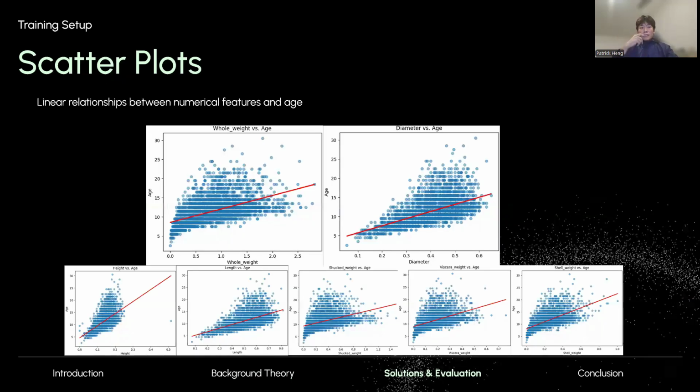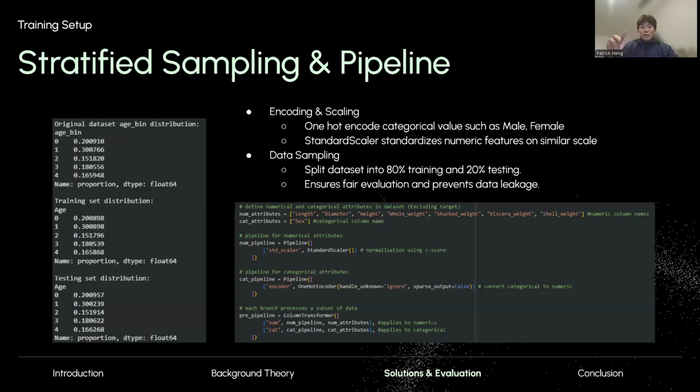Next, this slide shows the scatter plot of each numerical feature against age. The red line indicates the trend. As you can see, most features like whole weight and diameter have a positive linear relationship with age. This supports using a linear model and helps in choosing the relevant features for regression tasks.